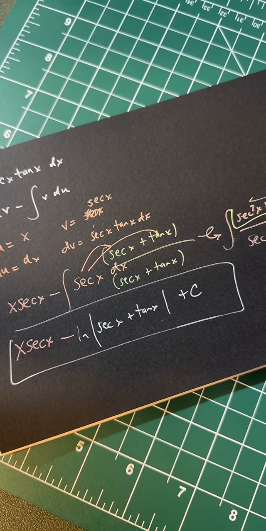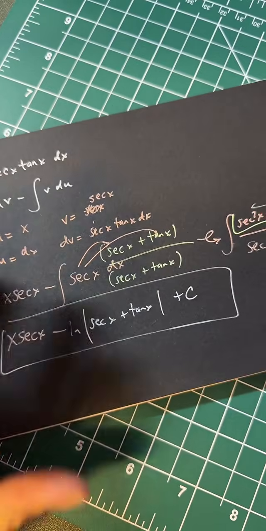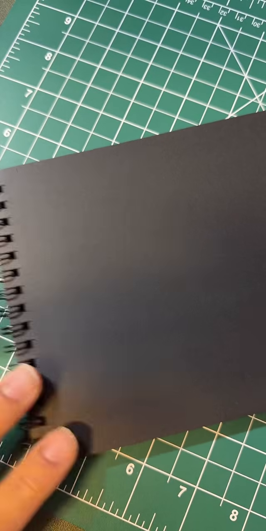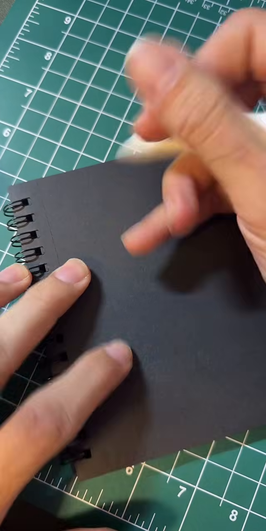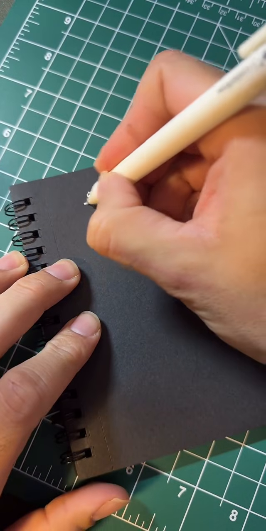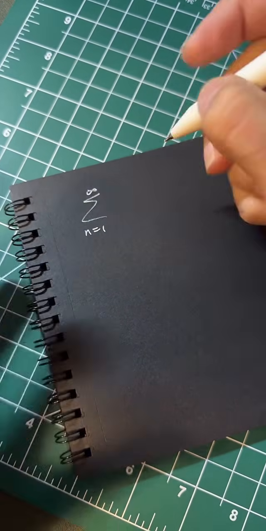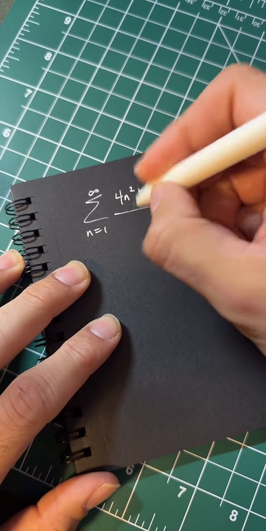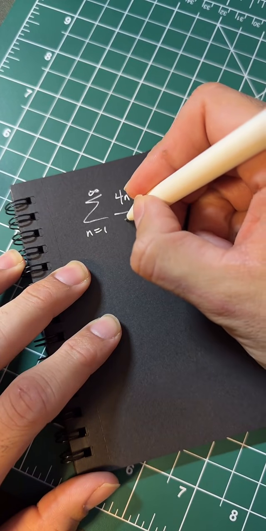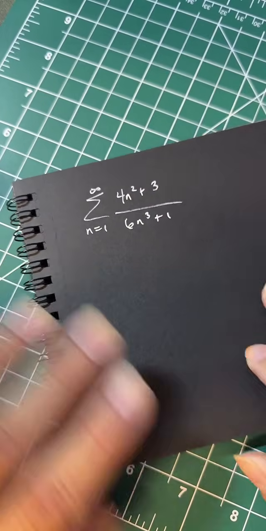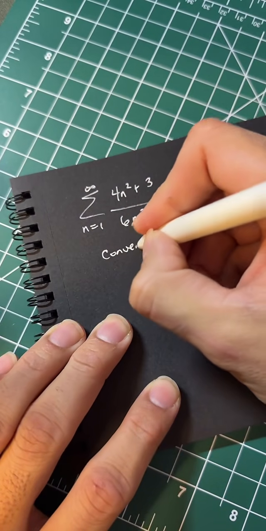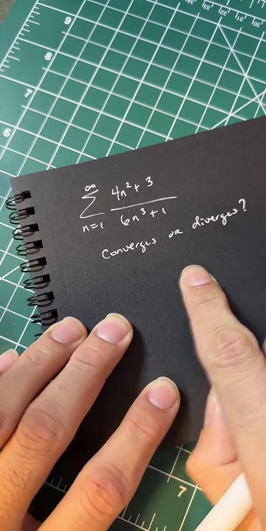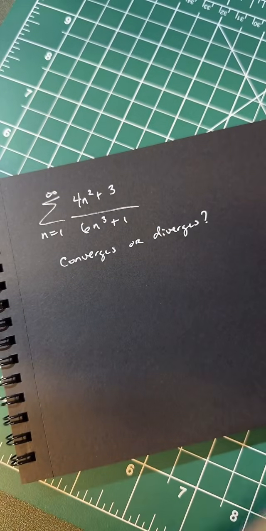So I want to definitely do this very quickly. Again, Marilyn, there are so many questions that we can do with limit comparison test, but someone was asking about it. So the idea is that if you have a series from n equals 1 of, let's just say, 4n squared plus 3 over 6n cubed plus 1, we want to ask whether this converges or diverges.